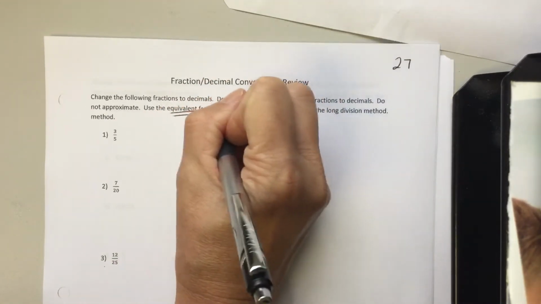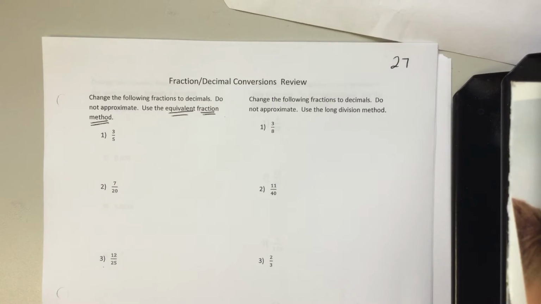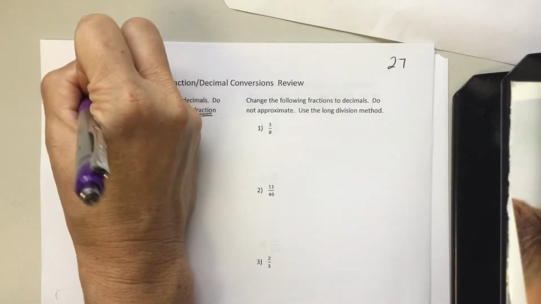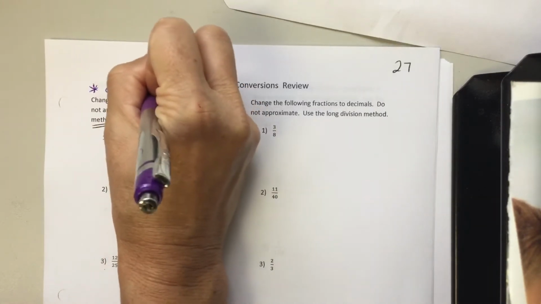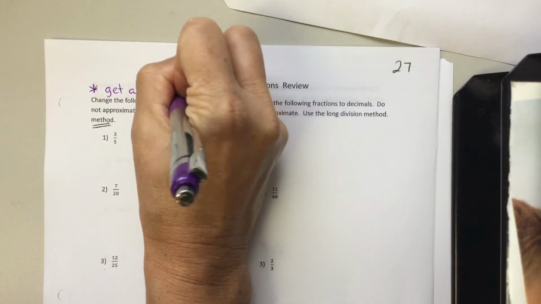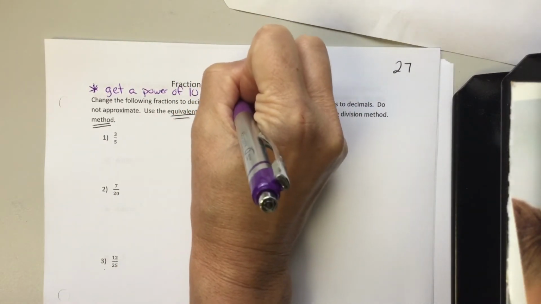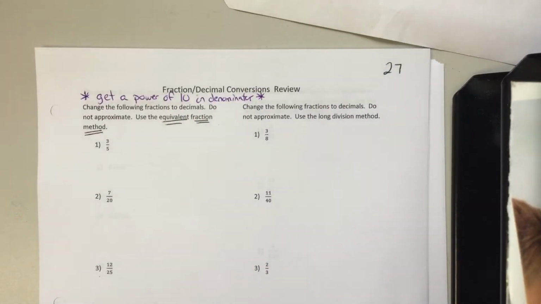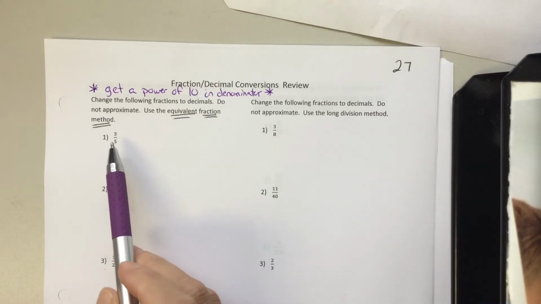We can use the equivalent fraction method. This works for anything that's going to end up to be a terminating decimal. And the goal for the equivalent fraction method is to get a power of 10 in the denominator. So 10, 100, 1,000, 10,000, anything like that. Now remember, we're allowed to multiply by anything that is equivalent to 1.